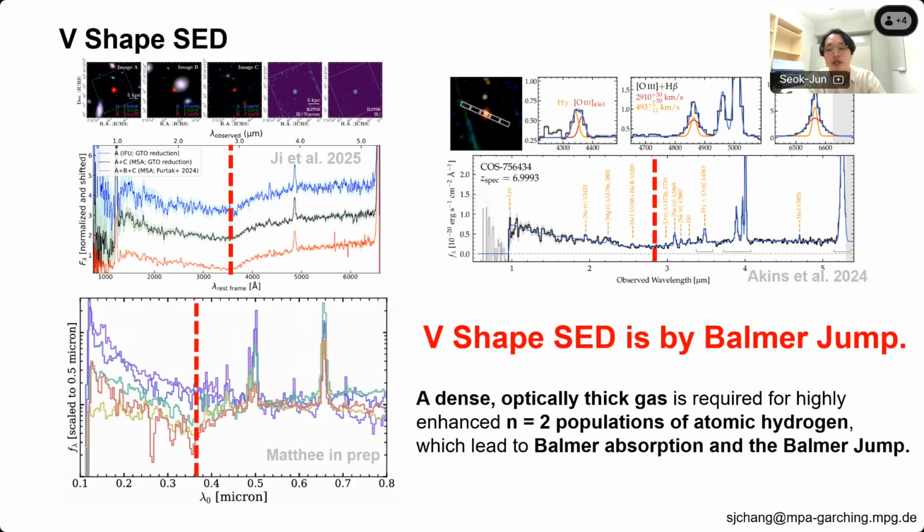To produce such a prominent Balmer jump, a dense, optically thick gas is required for a highly enhanced level 2 population of atomic hydrogen, which causes both Balmer absorption and then the Balmer jump. So basically, I introduced little red dots assuming they are AGN.